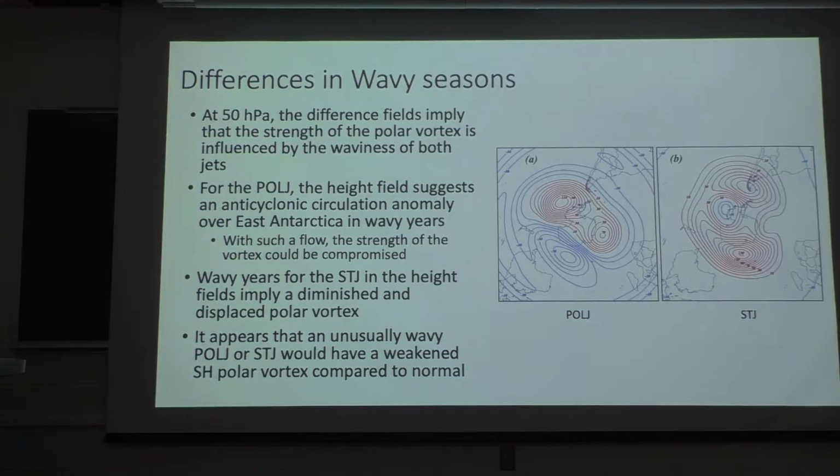At 50 hectopascal, the difference fields imply that the strength of the polar vortex is influenced by the waviness of both jets. For the polar jet, the height field suggests an anticyclonic circulation anomaly over East Antarctica in its wavy years, and with such a flow, the strength of the vortex could be compromised. Wavy years for the subtropical jet in the height fields imply a diminished and displaced polar vortex, and it appears that an unusually wavy polar jet or subtropical jet would have a weakened Southern Hemisphere polar vortex compared to normal.